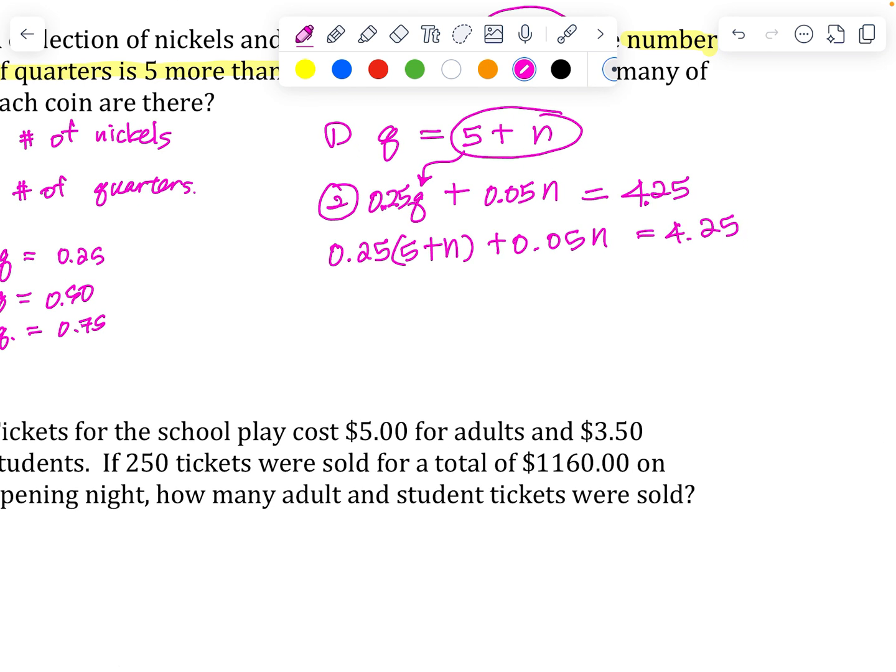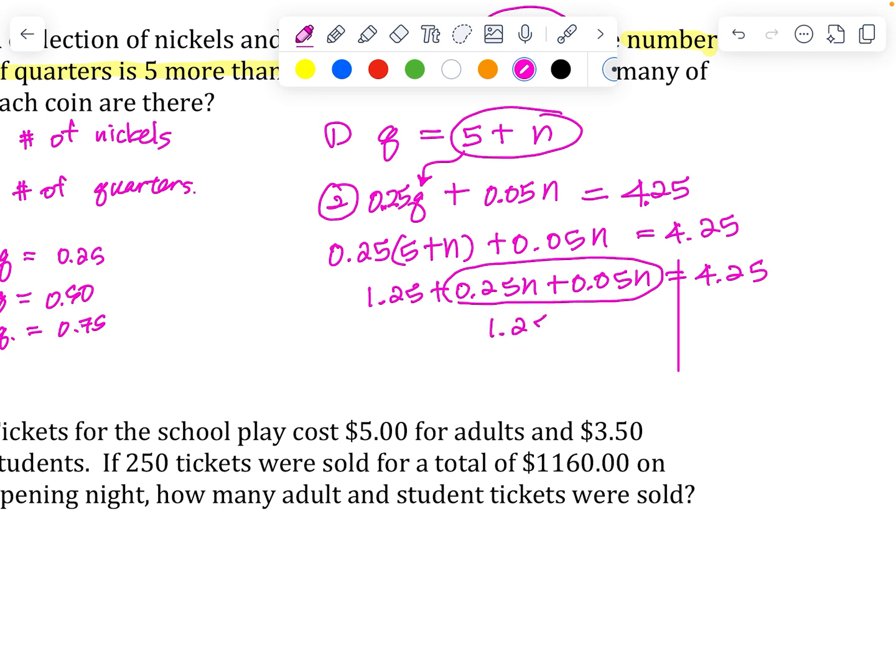Distributed, I get 1.25 plus 0.25N plus 0.05N equals 4.25. That's a lot of decimals, but that's okay. It's all money. If I combine these two, that's 25 cents plus 5 cents, that's 30 cents. I'll just take one extra step: 1.25, bring it down, plus 0.30N equals 4.25.